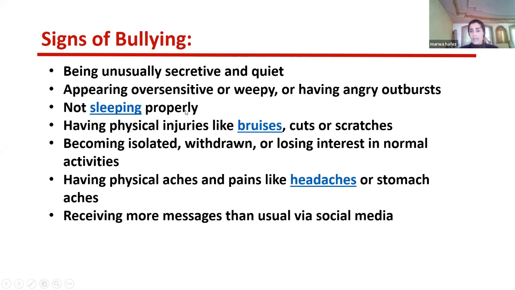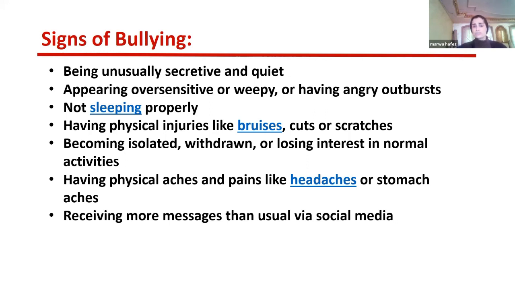Appearing oversensitive or weepy or having outbursts. Sometimes they are oversensitive. For example, if I give one of the children who has been bullied for a long time a glass of water without a straw, he could burst out. He could start screaming and shouting and crying, and we look at him: What are you doing? Why are you overreacting? Nothing happened. It's just a straw. No, it's not about a straw. It's about what's deep inside this boy or girl, what they are passing through, and they can't talk about it because they couldn't find support and they are afraid.